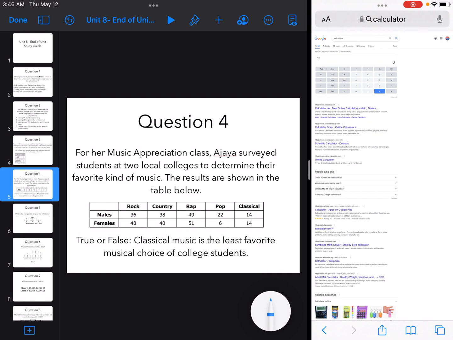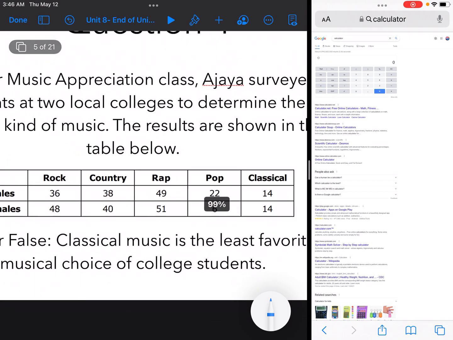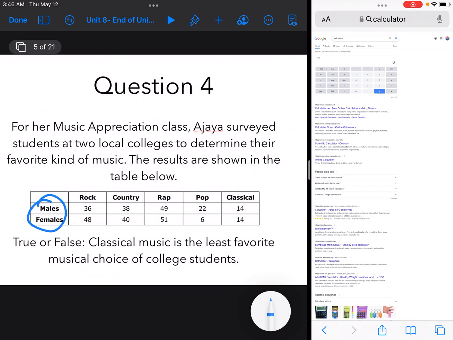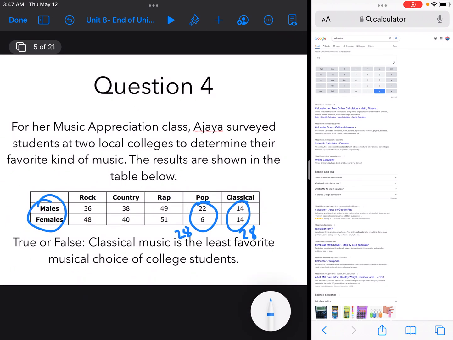Question 4. For a music appreciation class, a JS surveyed the students at 2 local colleges to determine their favorite kind of music. The results are shown in the table below. True or false, classical is the least favorite musical choice of the college students. Well, you're comparing males to females, and of the college students, we're including both. So that's 28. If you add these together, it's also 28. So it's not the least favorite because pop and classical are equal. So this would be false.